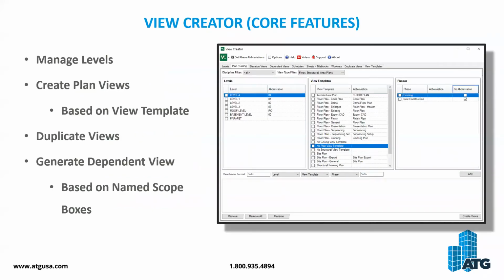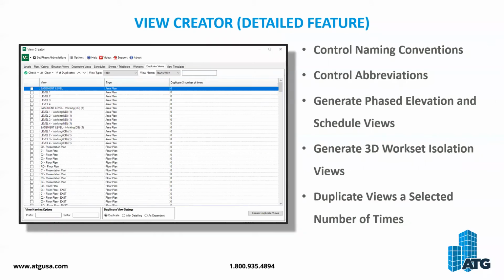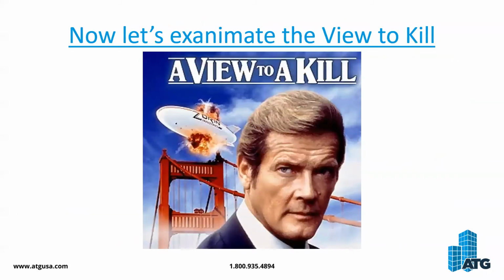At the core features, we have the ability to manage levels, create plan views based on view templates, duplicate views, and generate dependent views using a scope box. And if we get down to our detailed features, we have the ability to control naming conventions, control abbreviations, generate phase, elevations, and schedule views, generate 3D work sets isolation views, and duplicate views as a selection multiple times. And with that, let's examine the View Creator.